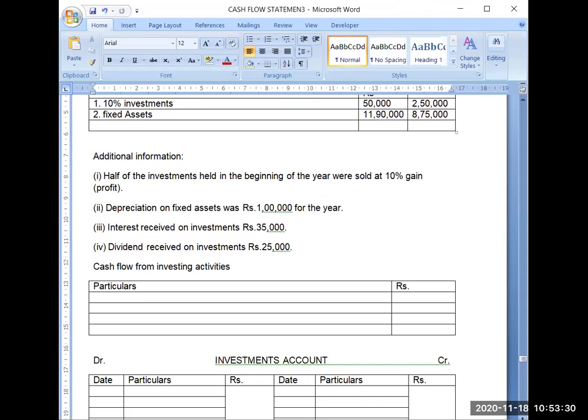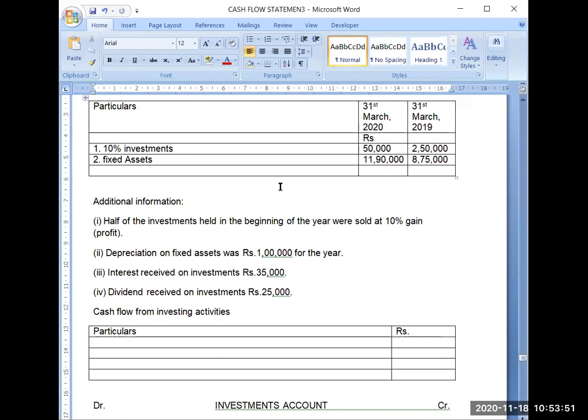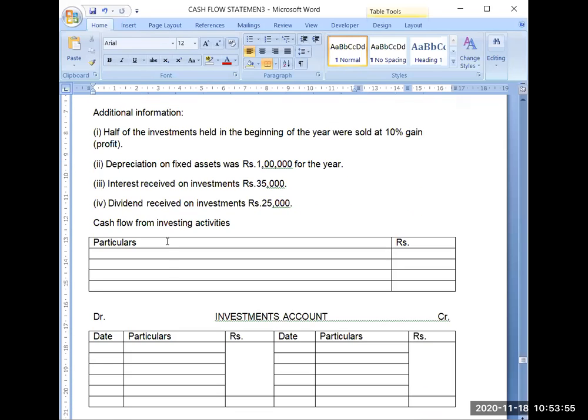Now it is further given that half of the investments held in the beginning of the year were sold at a 10% gain. Depreciation on fixed assets was rupees 1 lakh for the year. Interest received 35,000, dividend received rupees 25,000. So we have to calculate cash flow from investing activities. So we will prepare ledger accounts of 10% investments as well as fixed assets.